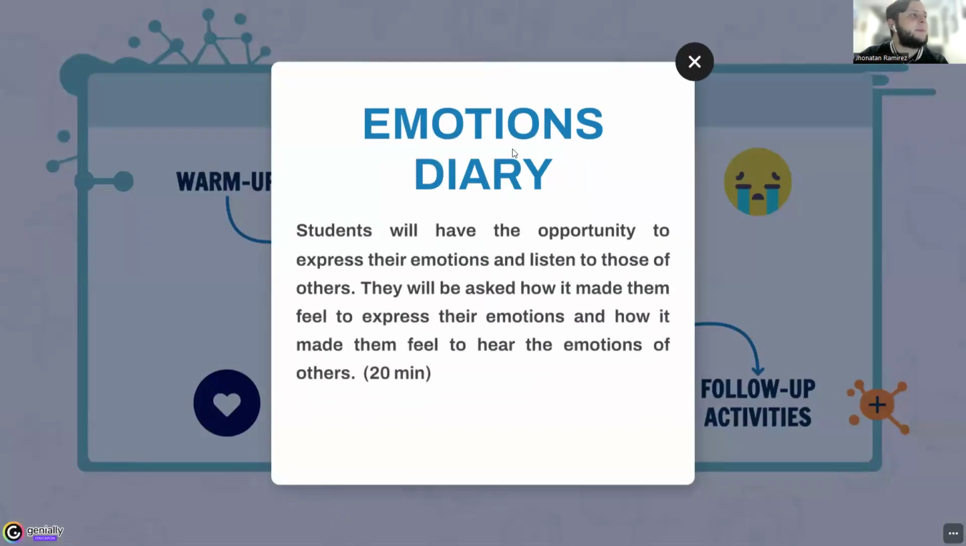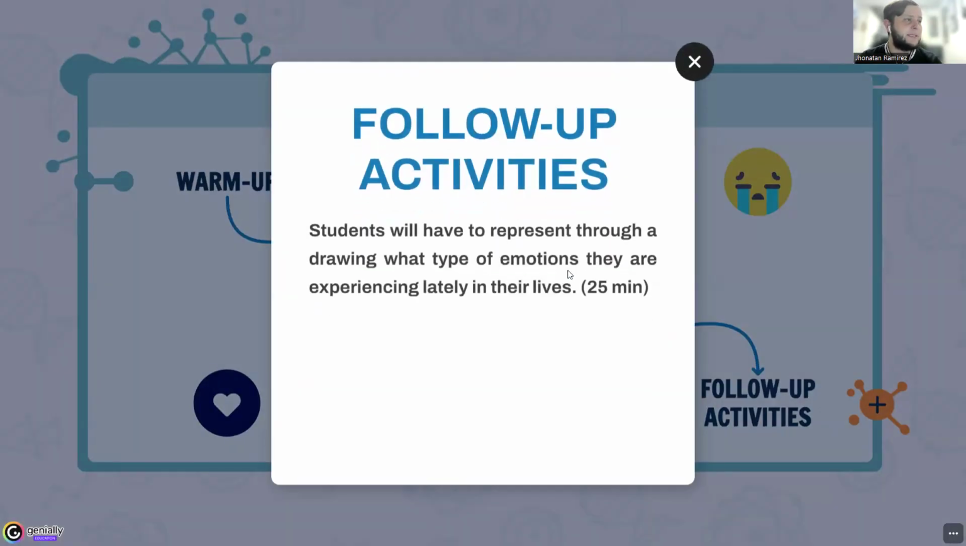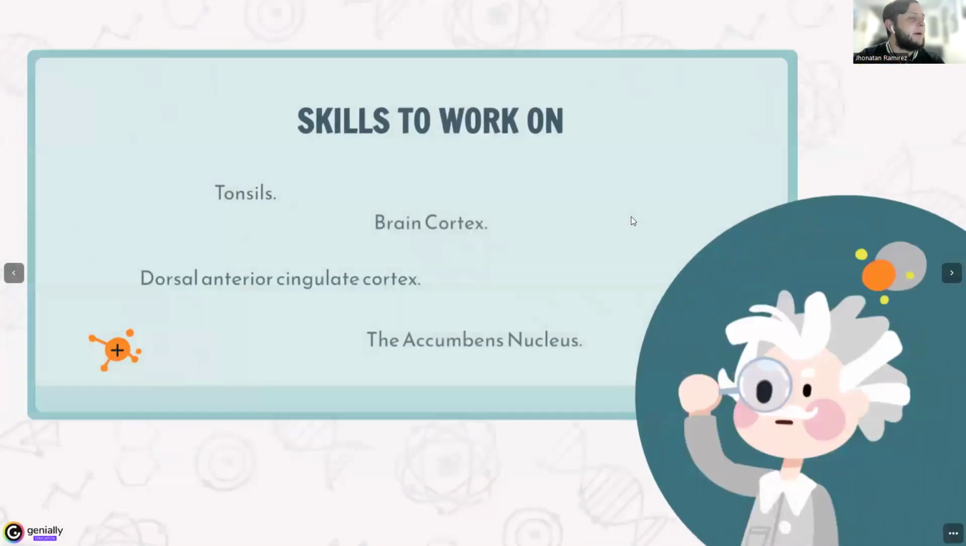The main activities, it's an emotion diary. It's gonna be something similar, for example, students are not the same person when they are in educational environment, when they are with their parents, with their friends, with their teachers, yeah, and they are gonna try to express what kind of emotions they never show to the others and why, yeah. And in the follow-up activities, students will have to represent a drawing about the type of emotions that they are experiencing lately. Okay.